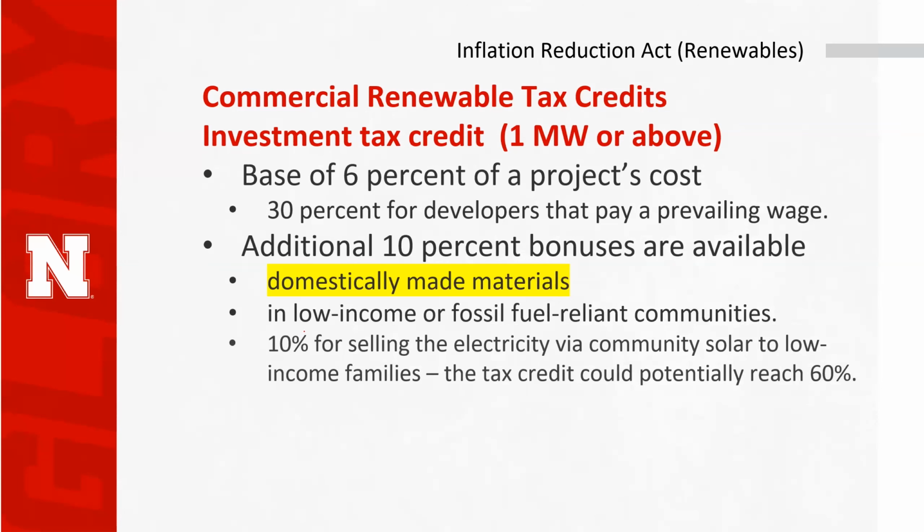I do want to just point this out. Now I've got to switch hats to utility scale. For larger scale systems, remember, this is 1 megawatt or above, there are some rules that they can get some additional tax credits if they use domestically made materials. And I wanted to point that out only because I'm hoping that this will drive some more companies in the United States to build the solar panels in the United States.